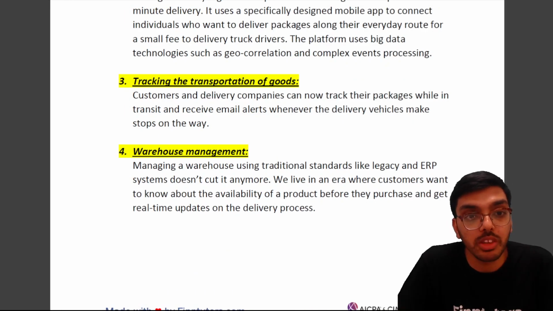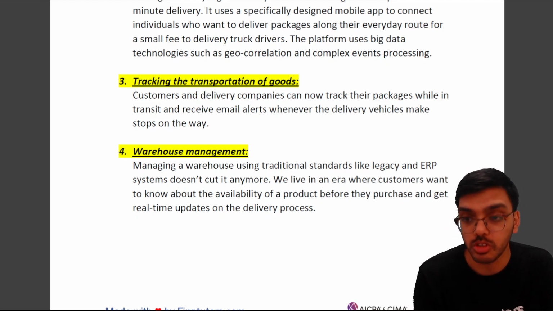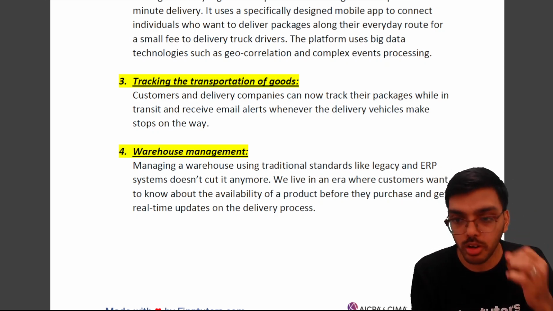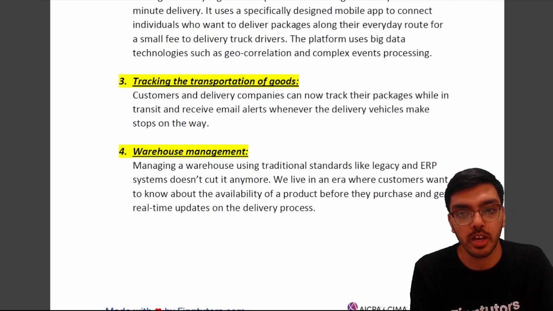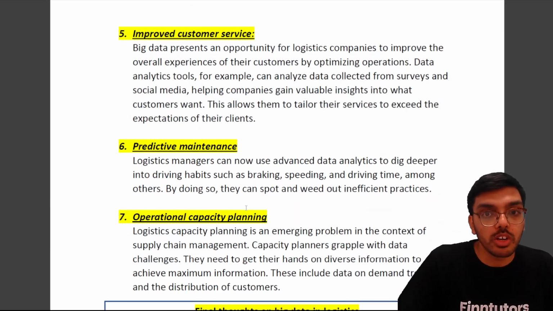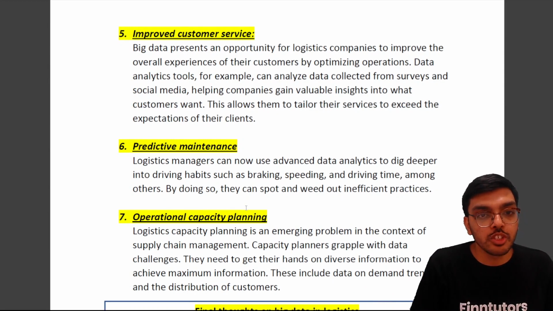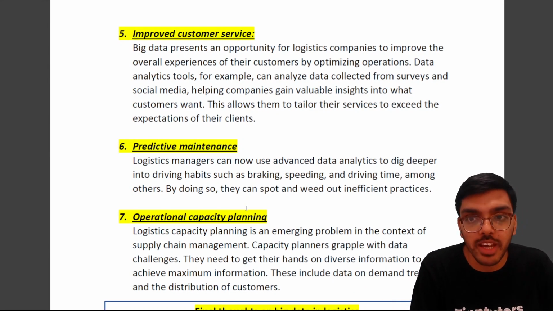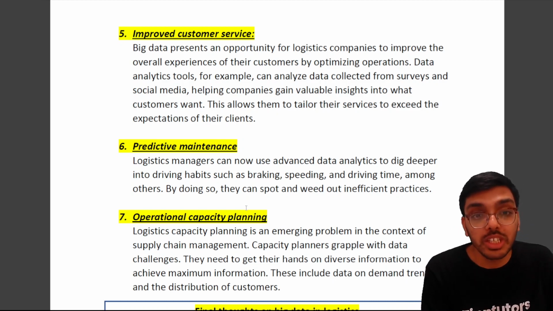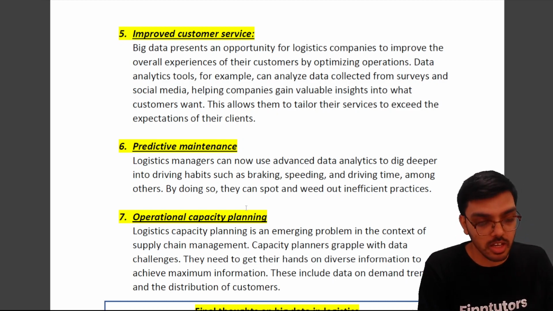Big data can also help with tracking and transportation of goods. You can track where your goods are. You can collect that information and give it to your customer, so your customer has more knowledge about where his parcel is, where his goods are, when they're going to arrive. As always, like we mentioned, it's going to help with warehouse management and your inventory management process. It can help with improved customer service, like I told you. Data analytics tools, for example, can analyze data collected from surveys and social media, helping companies gain valuable insights into what the customer wants. This allows them to tailor services to meet the needs of the customer.